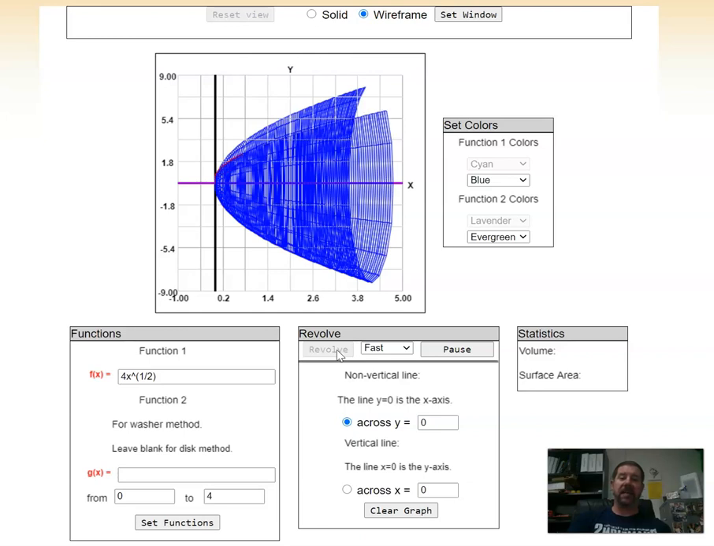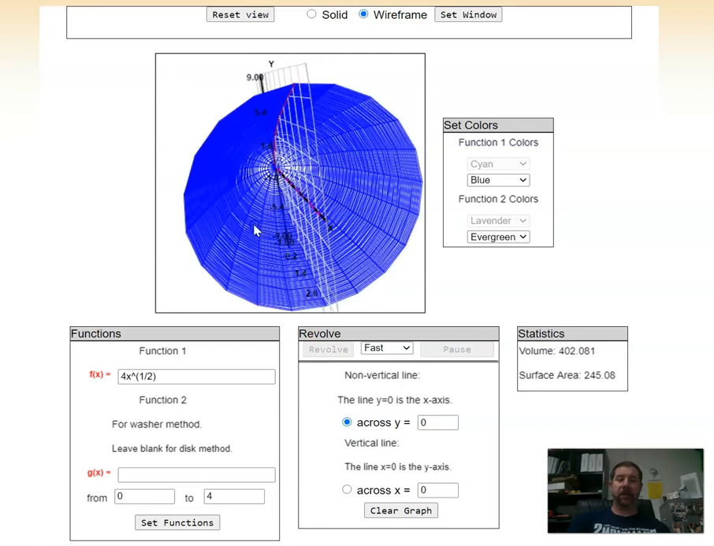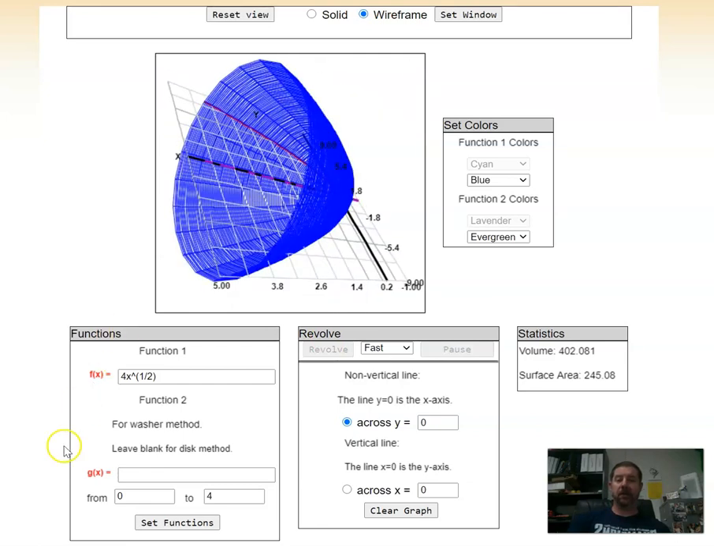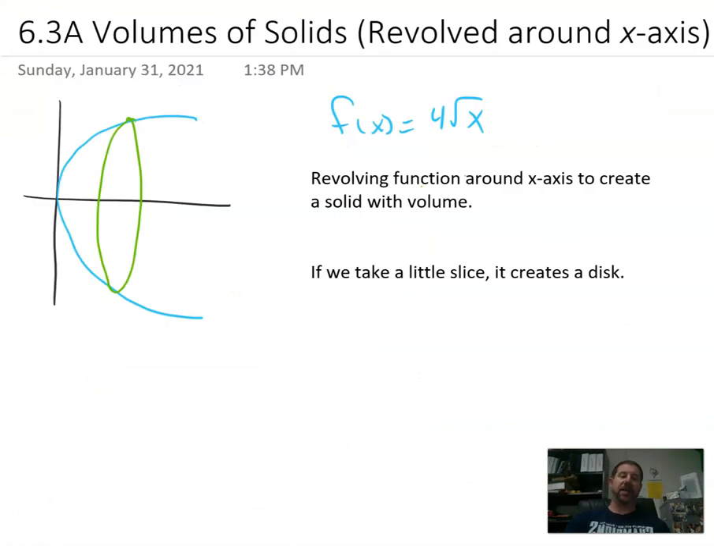So I hope you have a little better picture in your mind of what we're trying to do, because I think that does help with this stuff a little bit. All right? So there is the solid that we were trying to find. Hopefully you got the idea of what I'm trying to illustrate with the demonstration we just had. We're revolving a function around the x-axis to create a solid with volume.